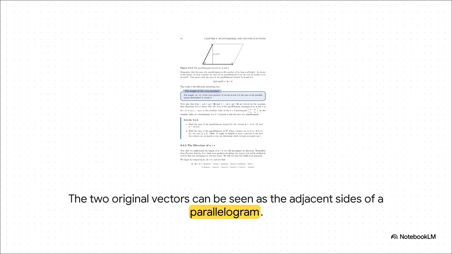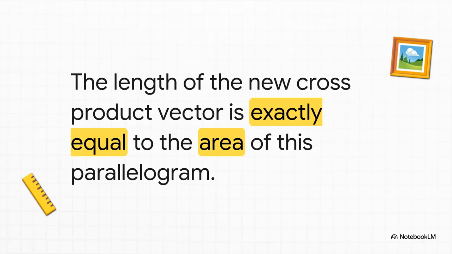They form a parallelogram, right? Just a simple, slanted, four-sided shape. Just keep that image in your head for a second. And here is the truly beautiful part. The length of that new vector we created, the one that's sticking straight out perpendicular to the shape, its magnitude is exactly equal to the area of that parallelogram.